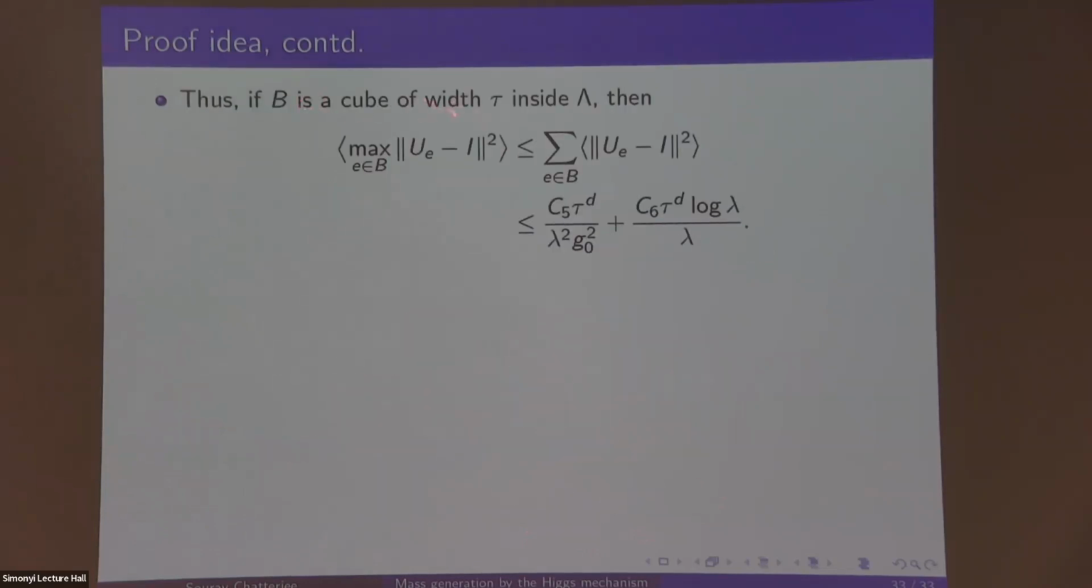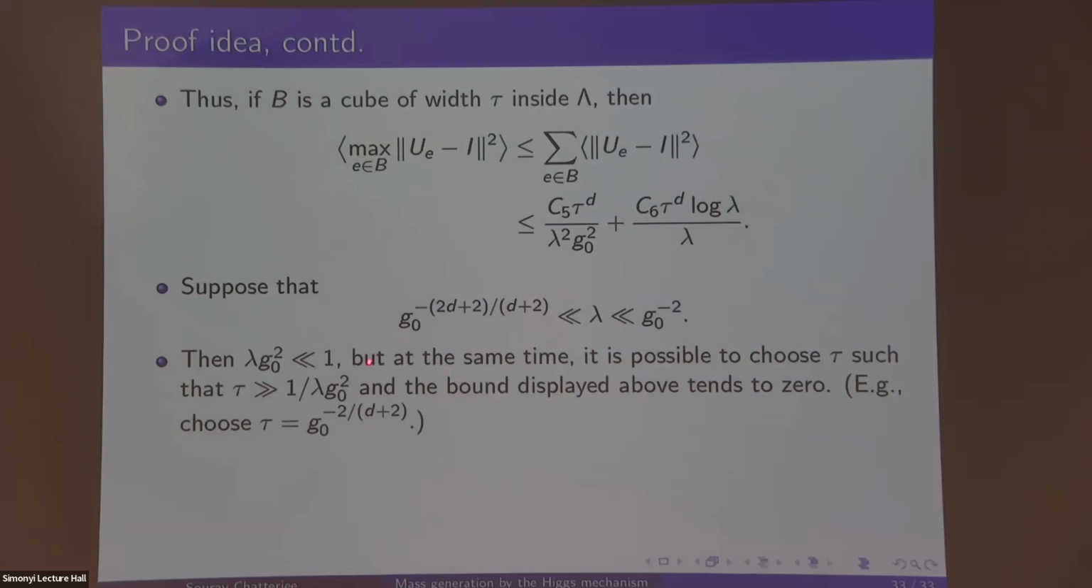So now, suppose B is the cube of width tau inside lambda. Then the expectation of the maximum deviation of U from I within this cube is bounded by the sum of these expectations, obviously because the maximum is bounded by the sum. And therefore, now you can plug in this tau to the d factor, so it's this earlier bound multiplied by tau to the d. And now you see that if lambda is between these two things, much less than 1 over g_0 squared, but much bigger than something that is close to 1 over g_0 squared, but not quite, a little bit less, it's possible to choose a tau in that case.